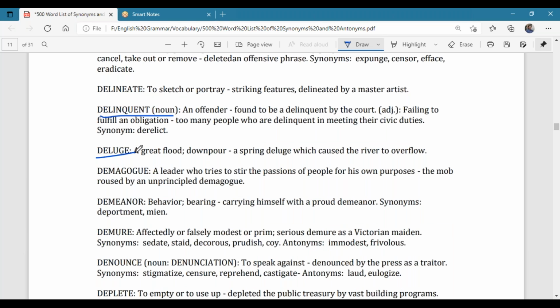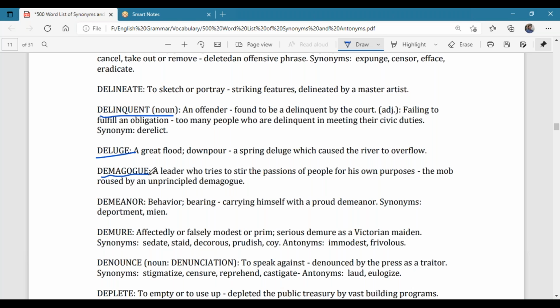This is also a useful word, deluge. Deluge, in the sense it's a severe flood, you can say. A flash flood, torrent, a severe flood. Deluge is a severe flood. Downpour, a severe downpour, severe flood. Okay. And demagogue is a leader who tries to stir the passions of people for his own purposes. The mob roused by an unprincipled demagogue.